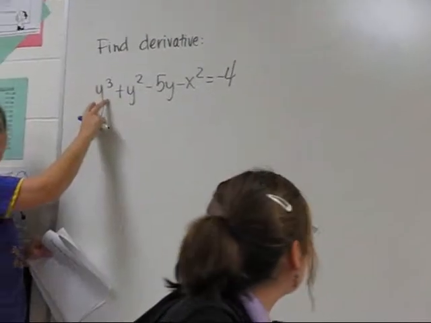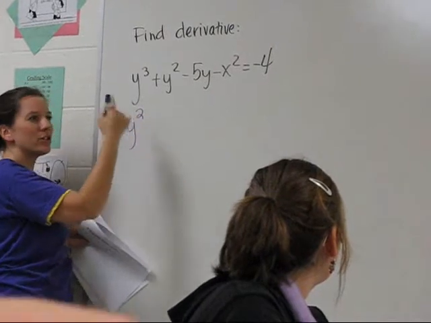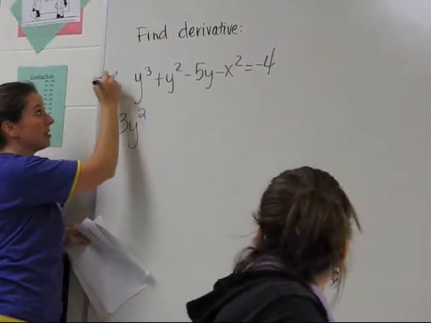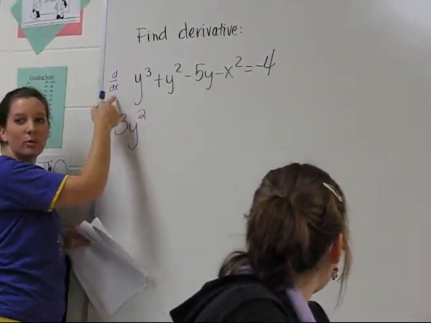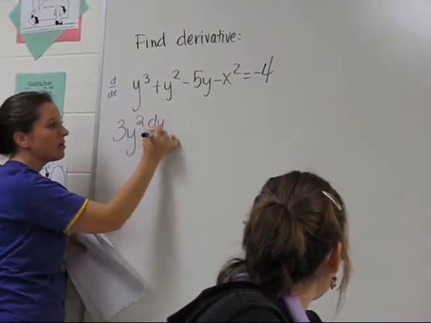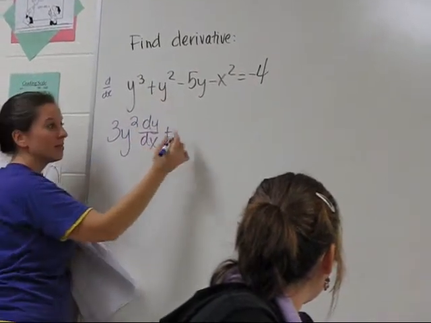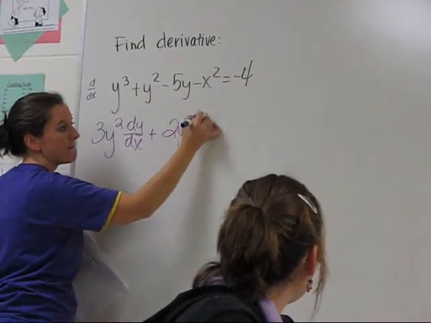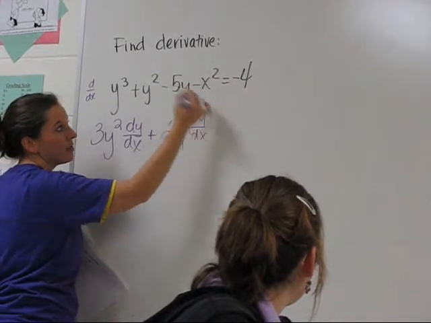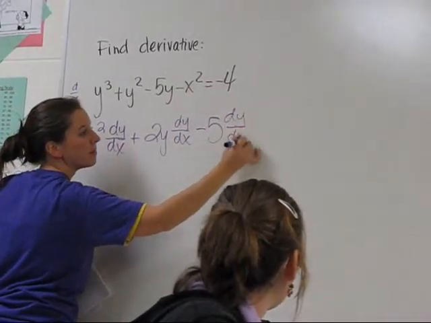Take the derivative of y cubed, 3y squared, but we want the derivative with respect to x. So since those don't agree, we have to write dy over dx. The derivative of y squared, 2y dy over dx, the derivative of negative 5y, dy over dx, minus 2x.